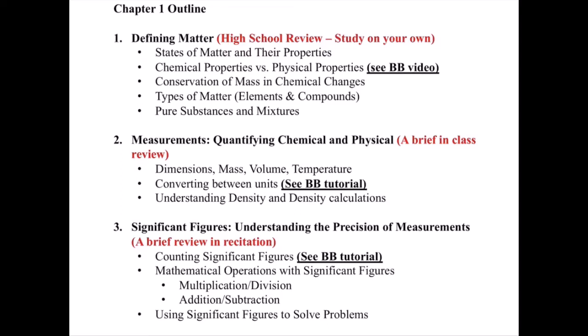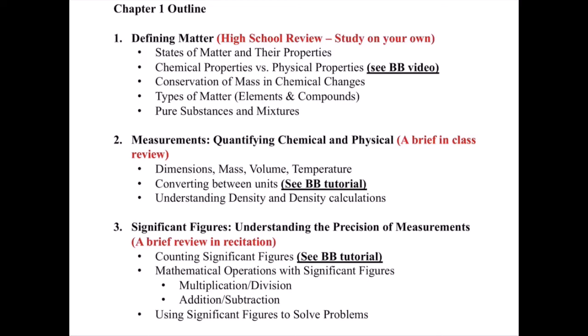So in Chapter 1, we have the first part, which is defining matter. This is really a high school review, so this is something that you should study on your own. These are all things that you would have already covered in a typical high school course: states of matter, solids, liquids, and gases, chemical versus physical properties and changes. One thing that some high schools cover and others don't is conservation of mass and chemical changes. You're going to see some homework problems on that, and that's something that you should definitely read in the textbook and make sure that you understand. And then you have substances versus mixtures and things like that.